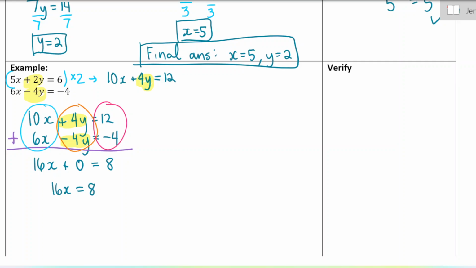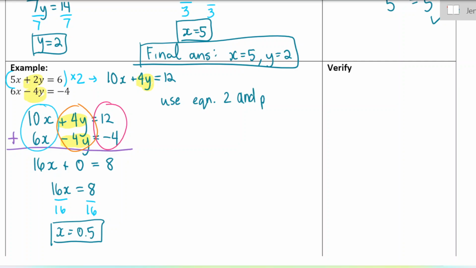Then I'm going to just finish solving this equation by dividing by 16. I get x equals 0.5. That's one of my solutions. And I'm going to use that in either equation. I'll just use the second one this time. Doesn't matter. You can use either one. Equation 2.